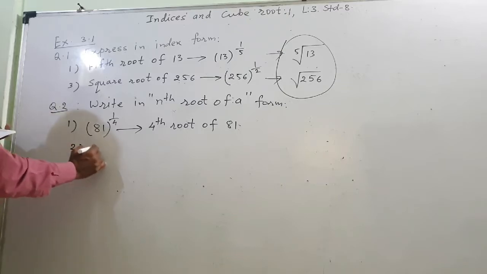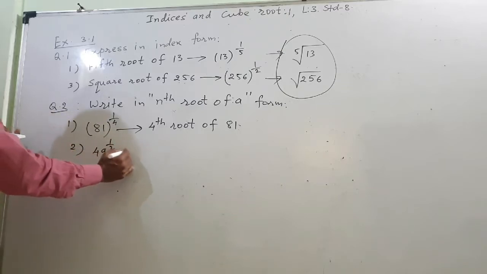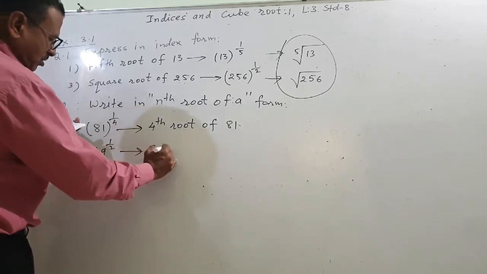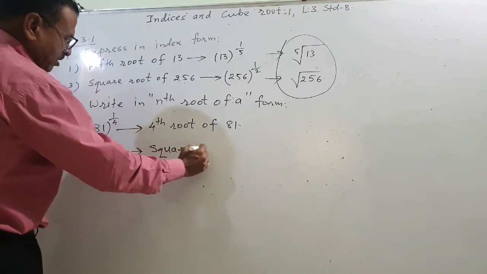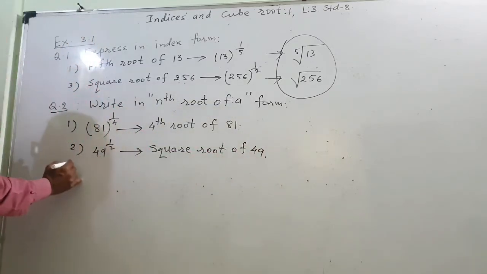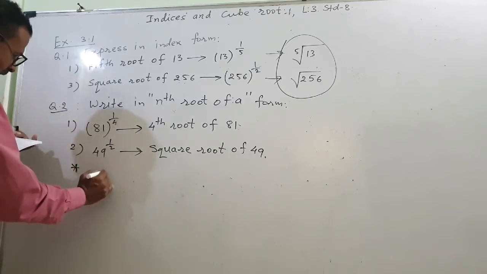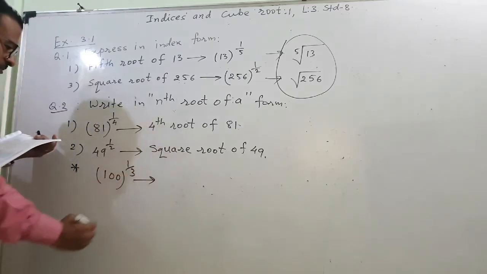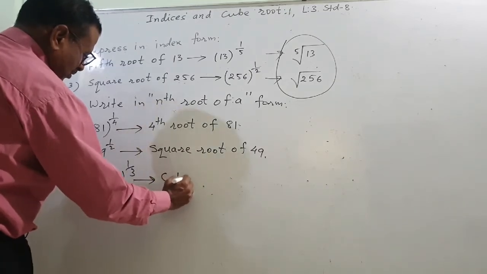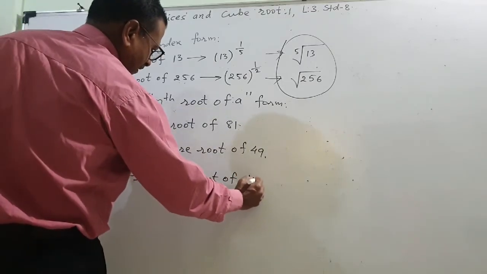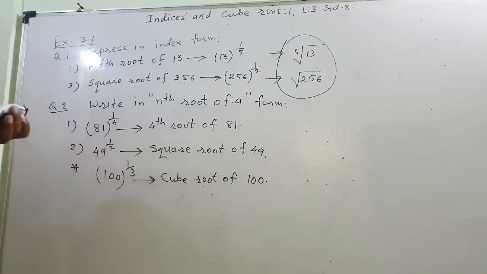Number 2 also I will do, 49 raised to 1 upon 2. 1 upon 2 means square root of 49. And one another sum I will give, it is not given in the textbook. Say suppose 100 raised to 1 upon 3. This has also a particular name, cube root of 100. This way, this question also I have completed.